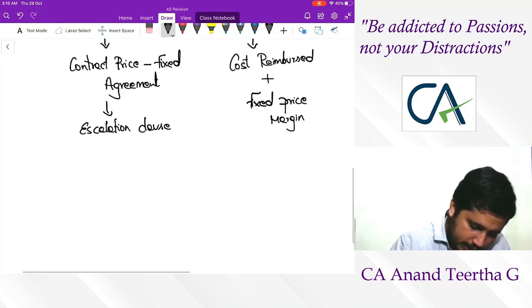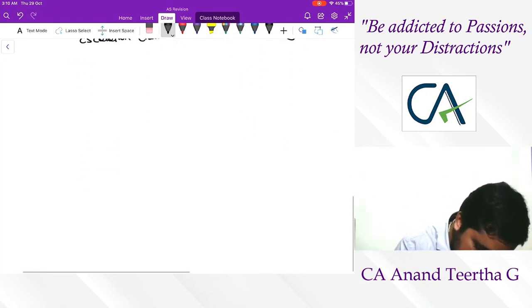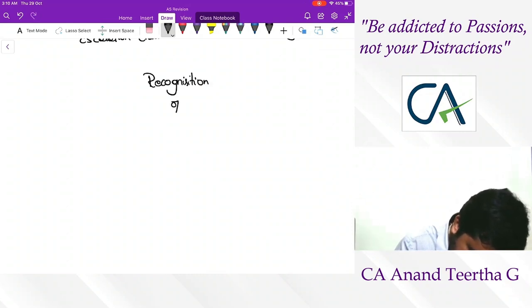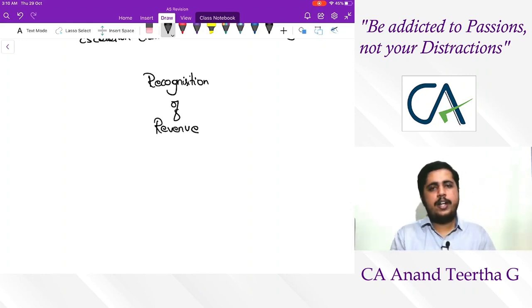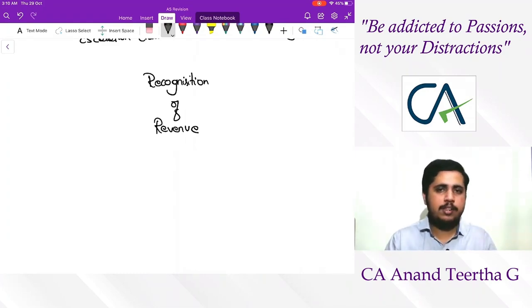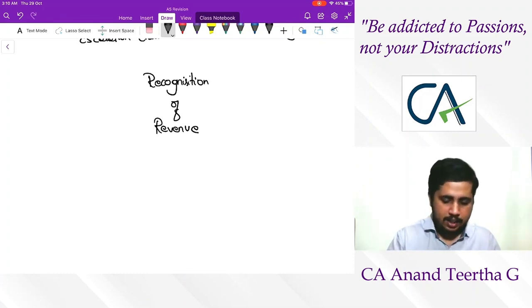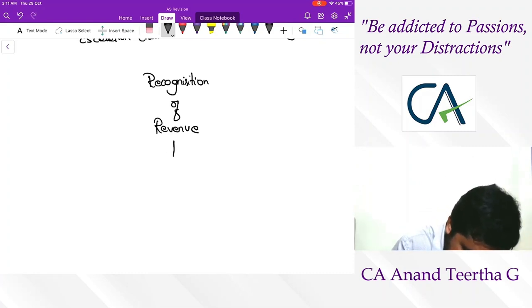Now, accordingly, how do we recognize revenue then? When it comes to AS 7, where we talk about the entire construction contract, one of the major issues lying is with this point as to how you recognize revenue. Now for that, AS says recognize revenue according to progress of work done.